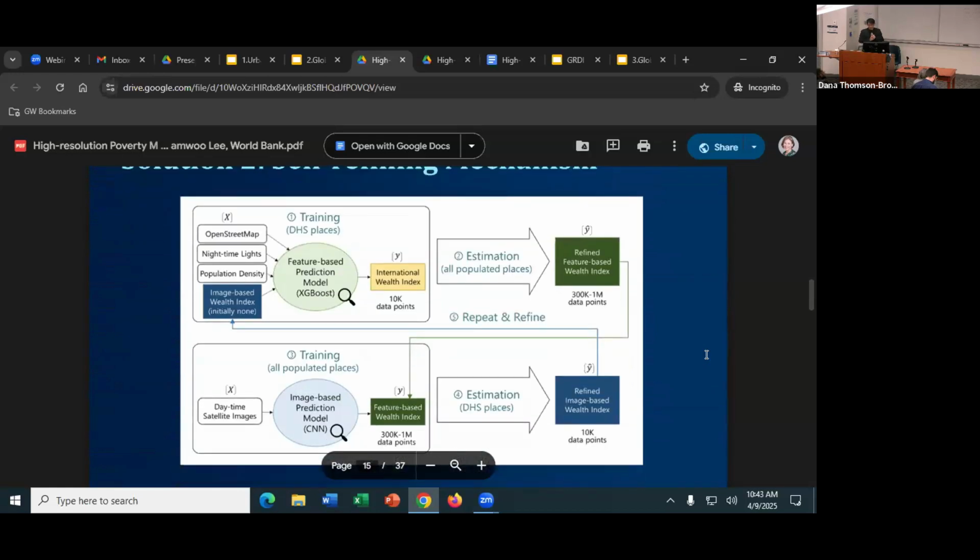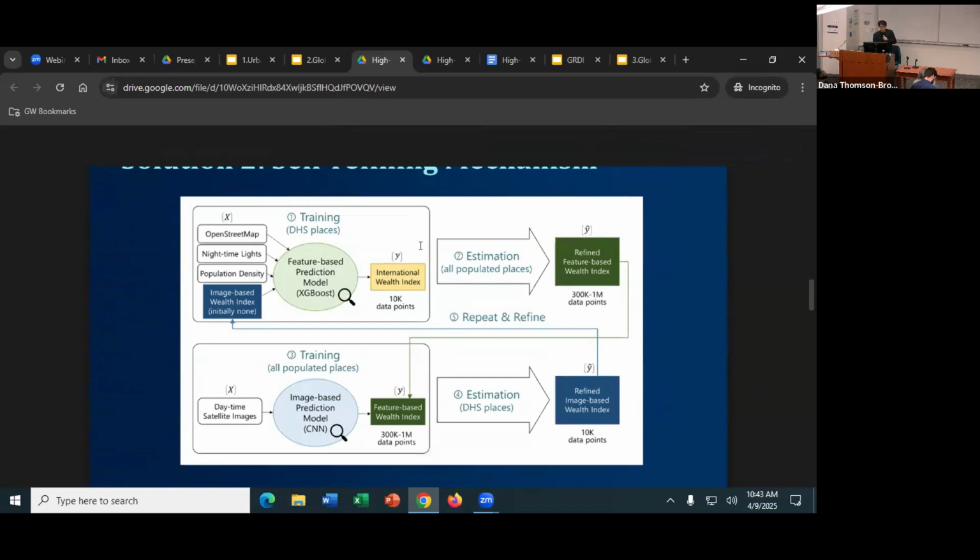Solution number two is the highlight of this research work. It's training data, a self-refining mechanism. I first trained the feature-based model with OpenStreetMap data, nighttime light, and population density, and estimated wealth index for all populated places. At this point, this wealth estimation is better than nighttime luminosity.